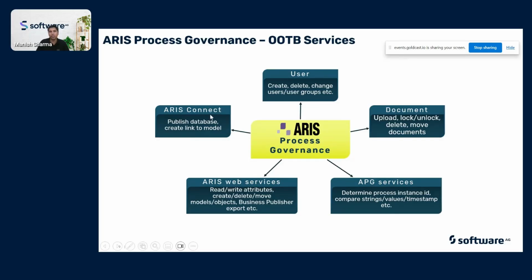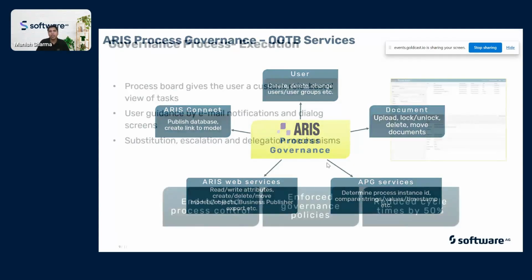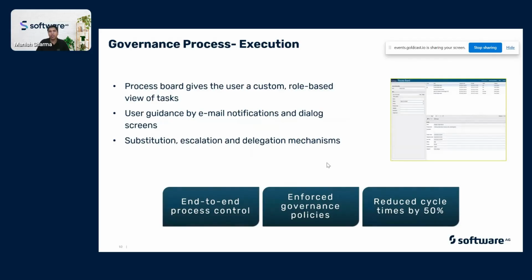There are others available for publishing a database and creating links to the model shown in the dialog, which I'll talk about in a bit. So these are the web services that you can use in your process design to automate a large part of your governance process. Once you have done that, you can create an executable out of it, and then users can use it. When a user creates a model, they can click on a button and start a governance process, for example for an approval.